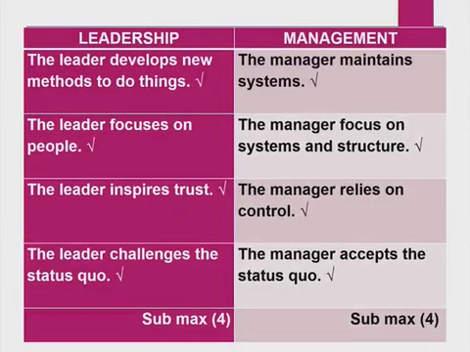It's good to have it in table form because then the examiner can see the difference immediately. So here they speak about the leaders develop new methods to do things, and the manager maintains systems. So this is new, this is sticking to the old. The leader focuses on people, the manager will focus on systems. The leader inspires trust, the manager relies on control. The leader challenges the status quo, the manager accepts the status quo. So it's important that you write it opposite each other so that the difference becomes very obvious.